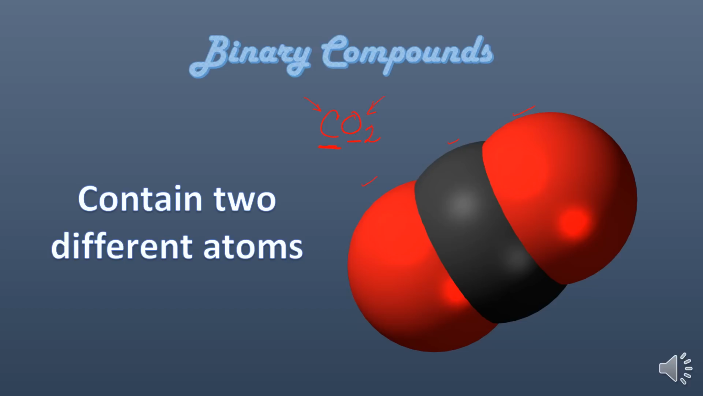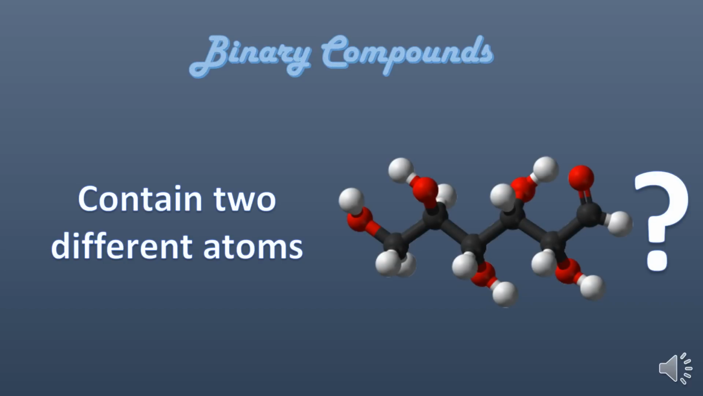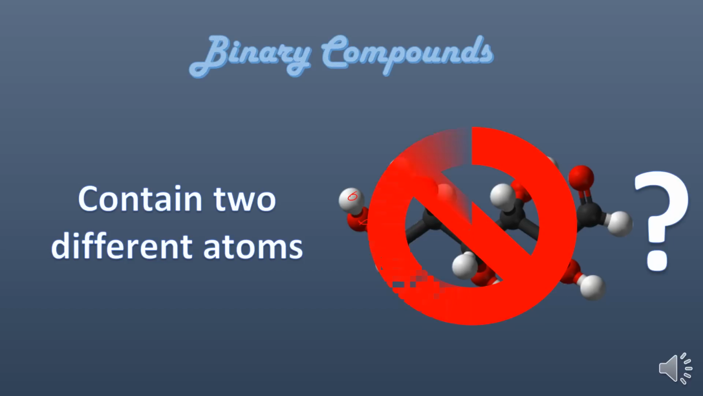Now let's take a look at this last one. Is this a binary compound? No. This one has three different atoms pictured here. We've got the red ones and the white ones and the black ones. So no, this one is not a binary compound.